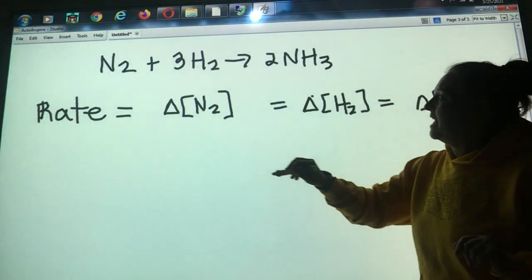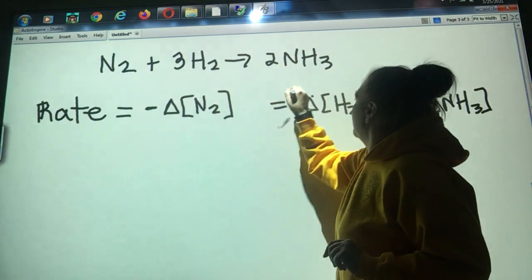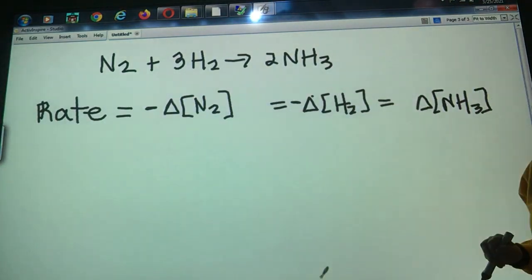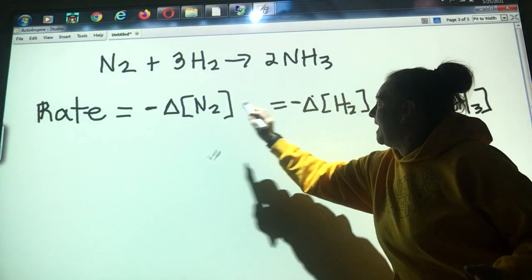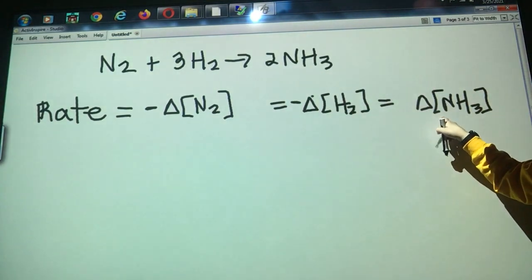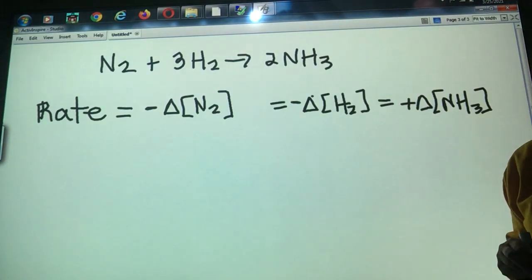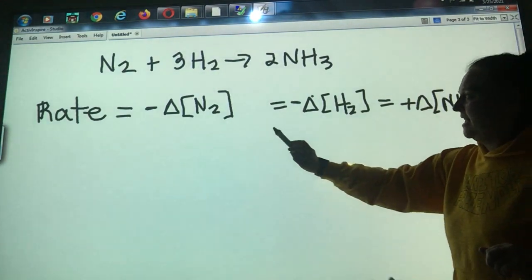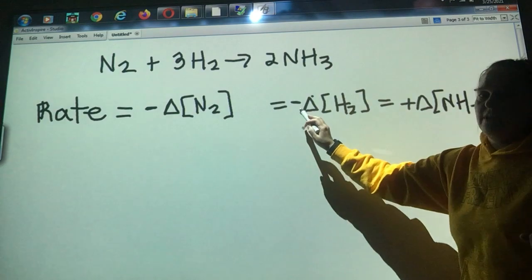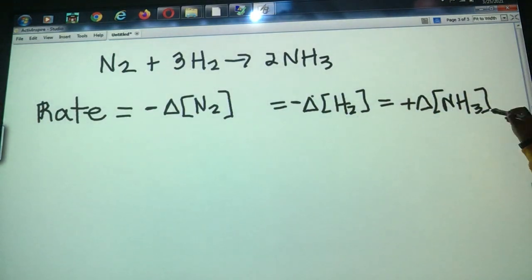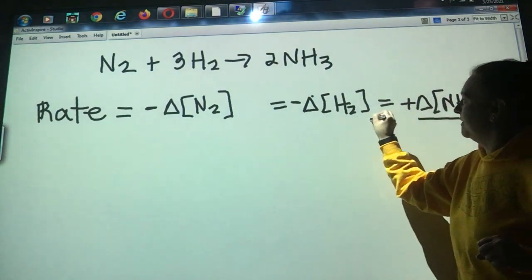First of all, anything that gets used up, we put a negative sign in front of it, because if you're getting used up, it will be negative. Here, it just stays positive. You could put a plus sign, but if it's positive, there's no need to. So that's the first thing you need to add to your equation. Anything that's a reactant will get a negative sign in front because it's being used up. Anything that's a product stays positive.